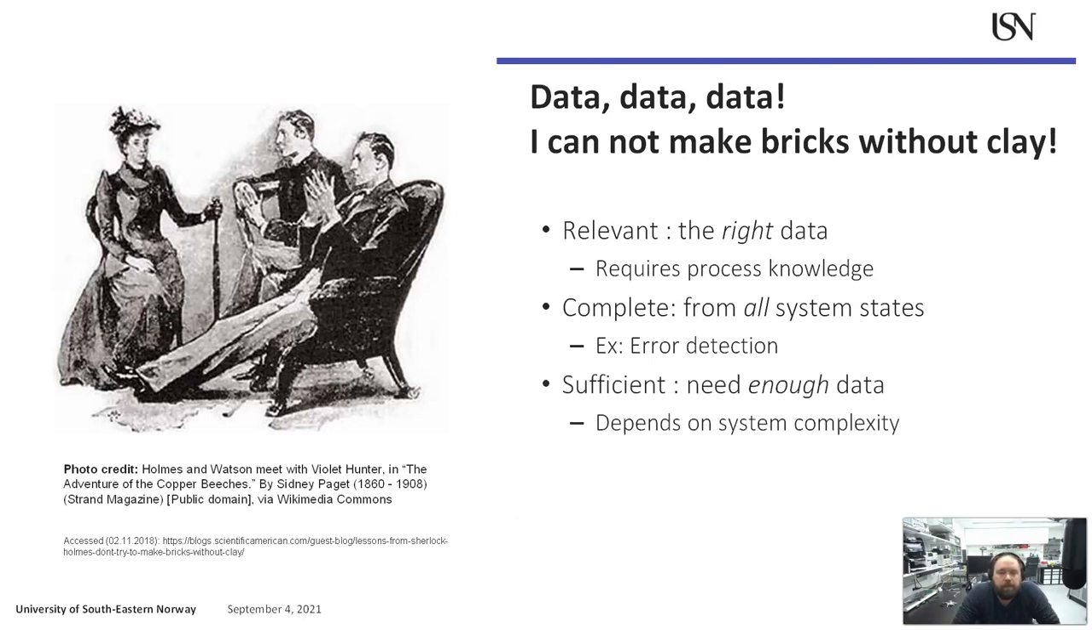And finally, the last keyword is sufficient, that we need enough data. Machine learning is notoriously data hungry. You can never really have enough data. Of course you can, because there are limits to how much data you can use. But having sufficient amounts of data is important because of something called overfitting, which we will get back to later. But just how much data is needed really depends on the complexity of the system. So it's difficult to say exactly how much data is really required.